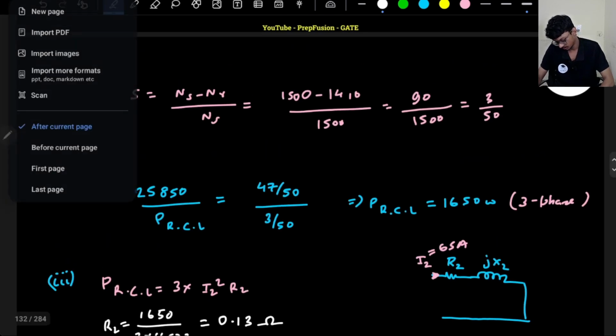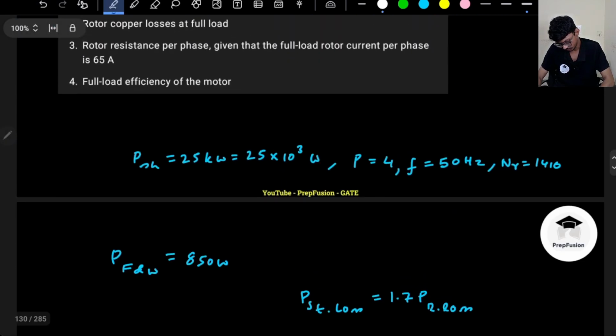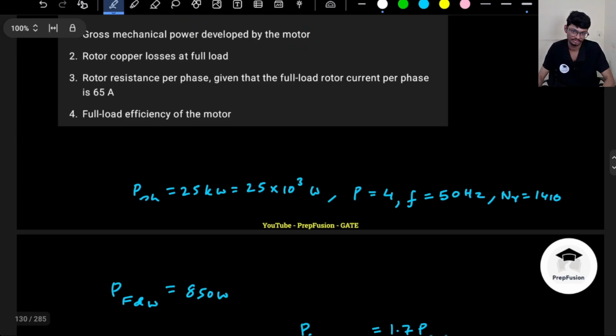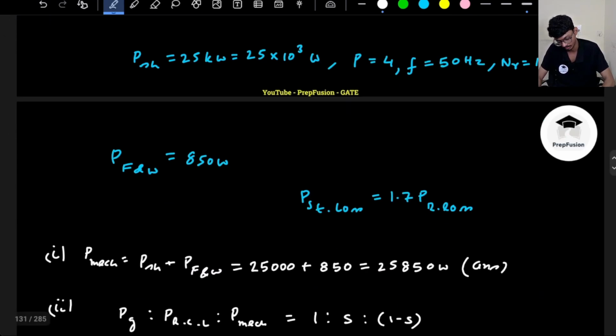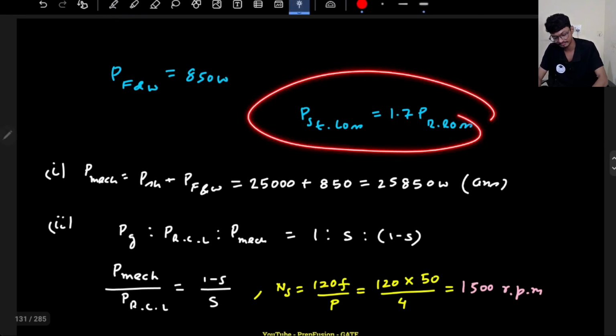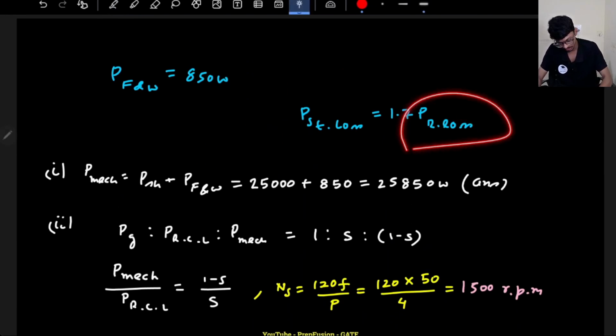Now let's move on to the fourth portion. What have they asked in the fourth portion? In the fourth portion, they are asking full load efficiency. For full load efficiency, I need to find out the input power. So already stator losses are given to me, right? What is the rotor losses? Rotor losses are simply rotor copper loss.